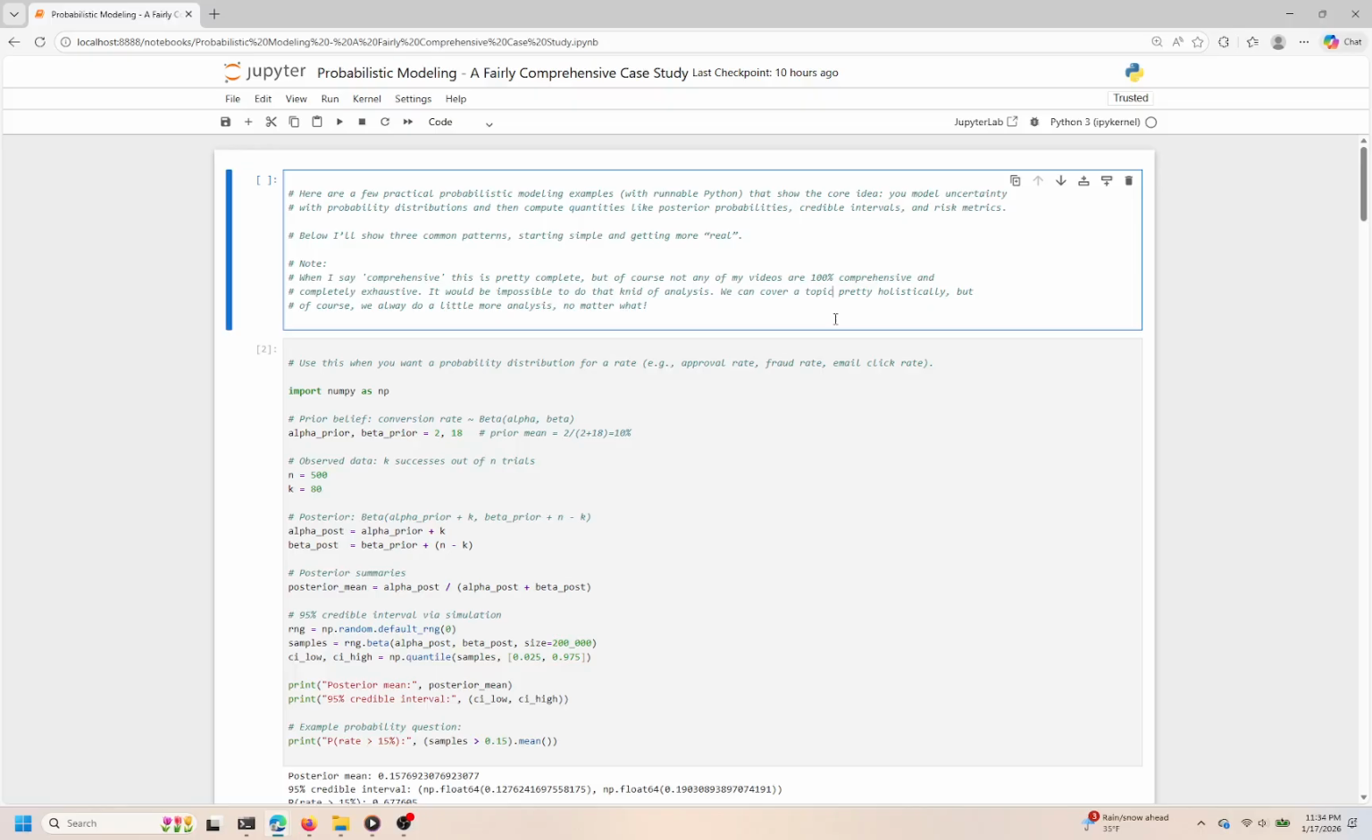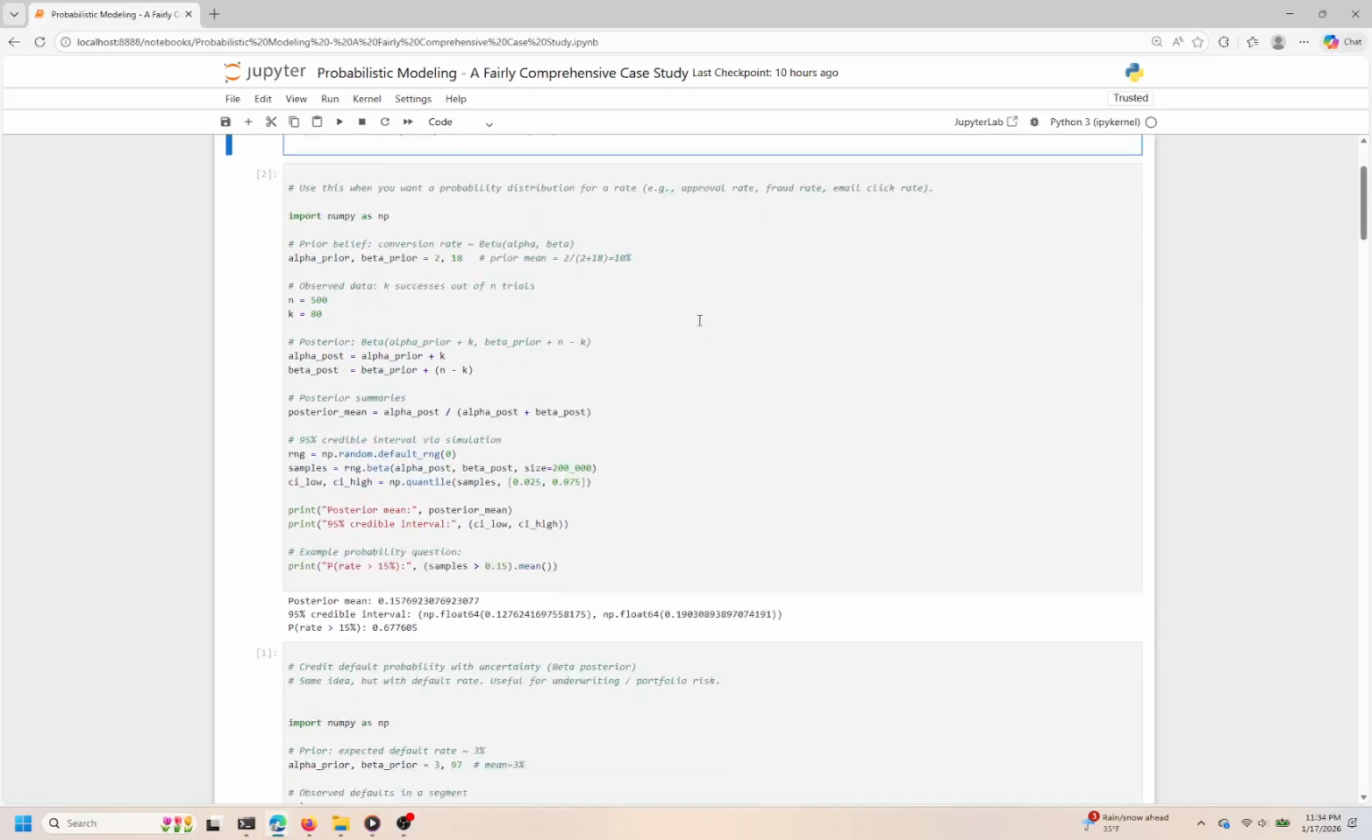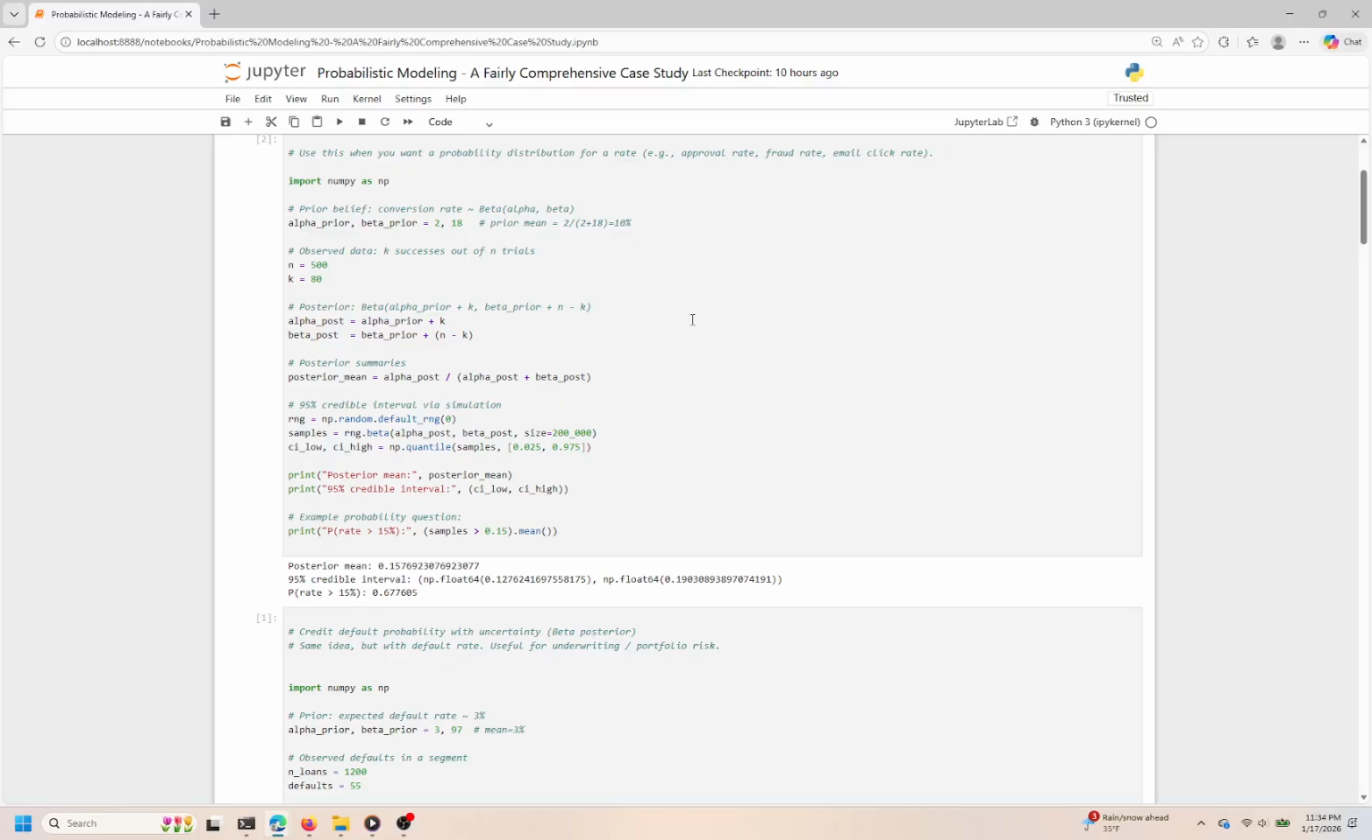Cell 2. In this cell, we delve into Bayesian analysis to estimate a probability distribution for a conversion rate based on observed data. This approach is particularly useful when you want to incorporate prior beliefs alongside the actual information you gather through trials, allowing you to refine your understanding of metrics like approval rates or fraud detection.